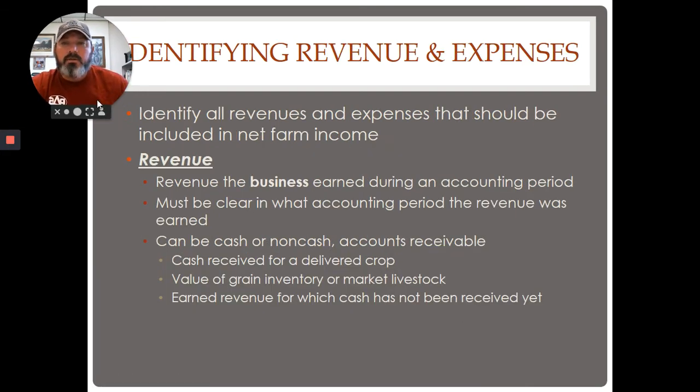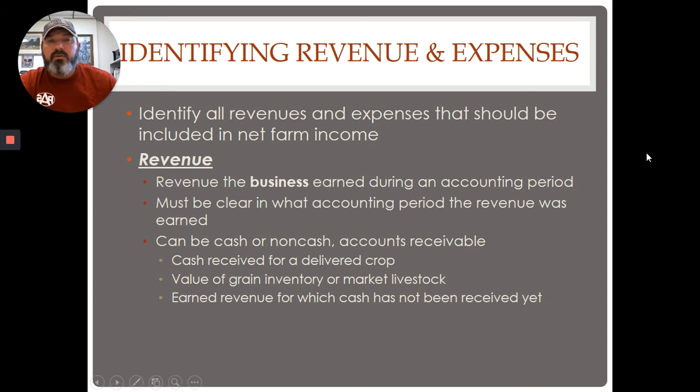So if we are going to then identify revenue and expenses, we have to look at all of those pieces that should be included in net farm income. Obviously, revenue is anything that the business earns during that accounting period. It has to be clear in what accounting period the revenue was in fact earned, because those can be cash or non-cash, and also accounts receivable. So cash received for crop delivery, value of grain in inventory or market livestock, and then earned revenue for which cash that you haven't gotten yet, accounts receivable again.